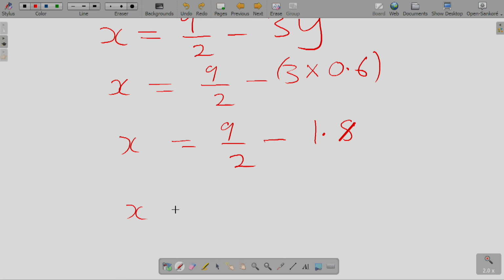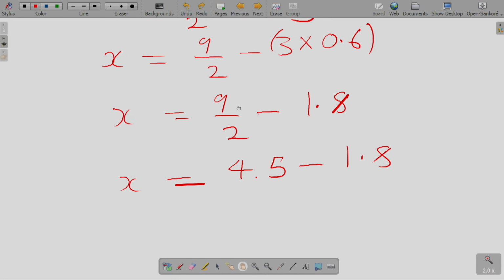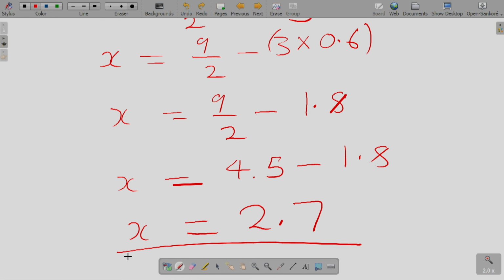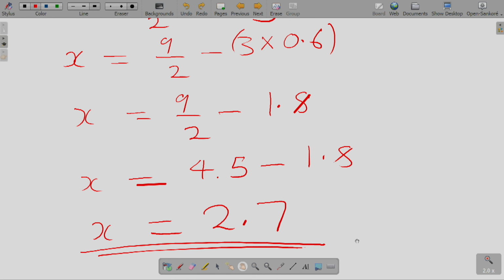So x will be equal to 9 divided by 2, which is 4.5, minus 1.8. So we'll get x equal to 2.7. So the answer is x equal to 2.7. So we got x equal to 2.7 and y equal to 0.6.